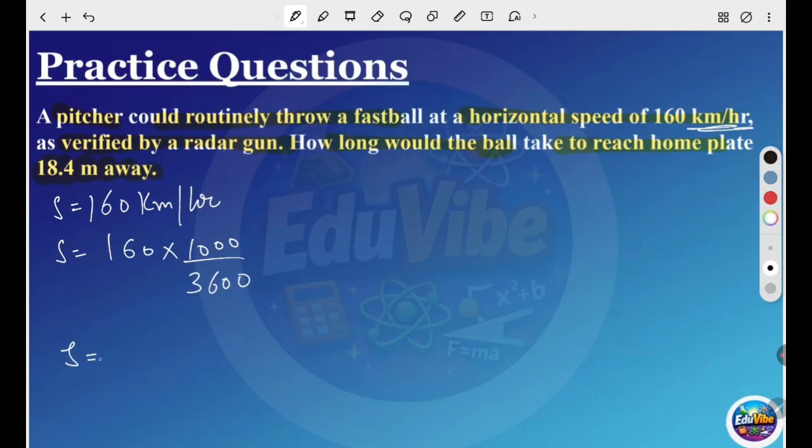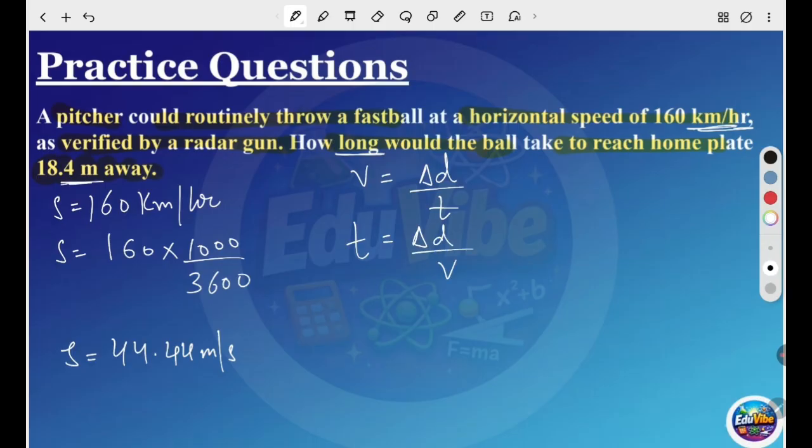When you do the multiplication, you get about 44.44 meters per second. You get your speed in meters per second. v is equal to delta d upon t. Speed is given. We have delta d, which is 18.4 meters. You want the time, how long it takes.